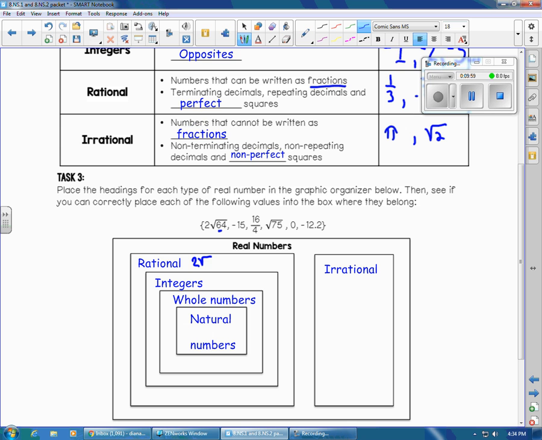So 2 times the square root of 64. The square root of 64 is 8. 2 times 8, that would be 16. So that would definitely fall in there. Negative 15. Let's see, integers are the set of whole numbers and their opposites. So negative 15 would be an integer.